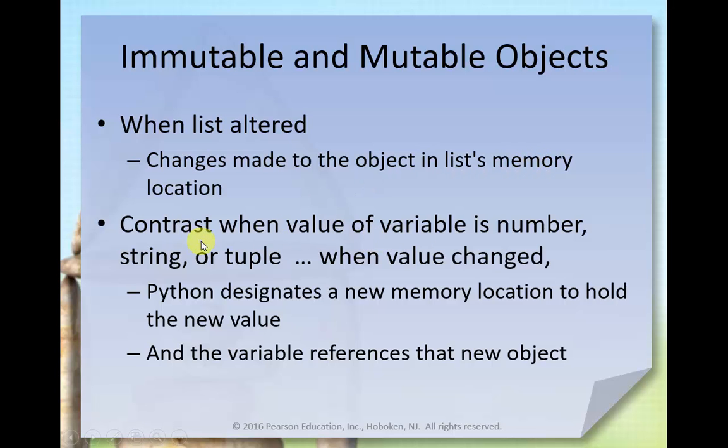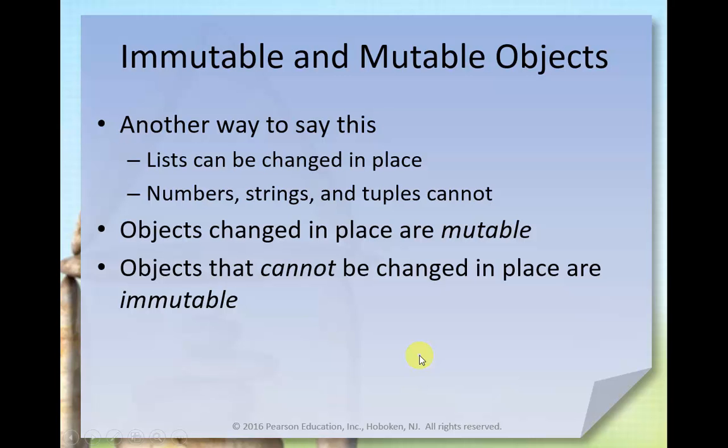So there's a little bit of a contrast here. When the value of a variable is a number, and that value gets changed, Python designates a new memory location to hold the value, and that variable references the new object. The simplest way is to see an example of this. But another way of saying it is that lists you can change in place. Numbers, strings, and tuples you cannot.